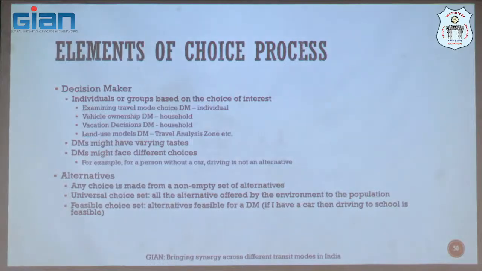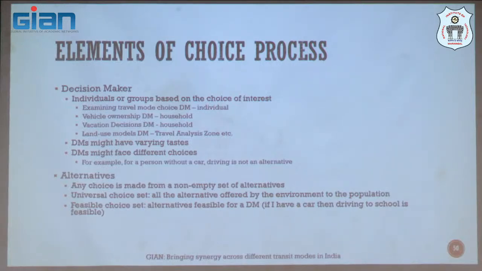But they don't own a car. If you don't own a car, the universal set has car, but in that person's feasible choice set, car does not exist. So the feasible choice set is customized to each decision. The universal choice set is the set of all alternatives available to the people in that region.